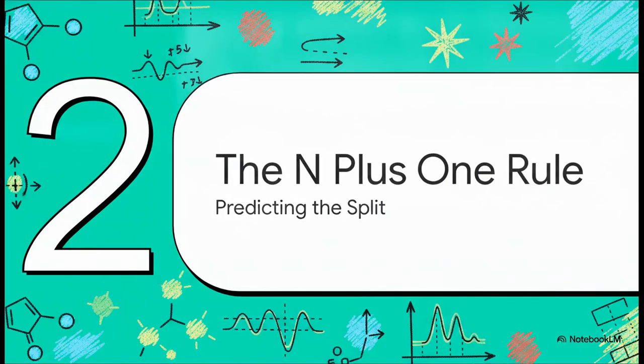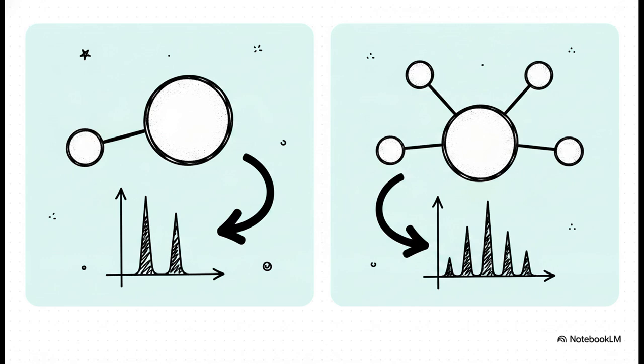Right, moving on to part two, the N+1 rule and how we actually predict that split. So what's really cool about this interaction is that it follows a super predictable, simple empirical rule. Using what we call the N+1 rule, we can see how a solitary next-door neighbor splits the signal into two peaks. We call that a doublet.